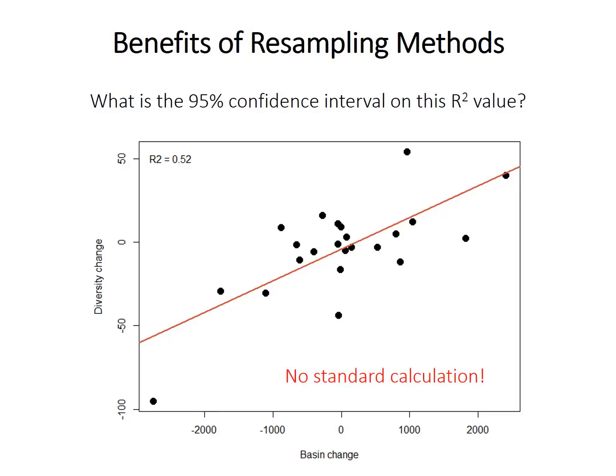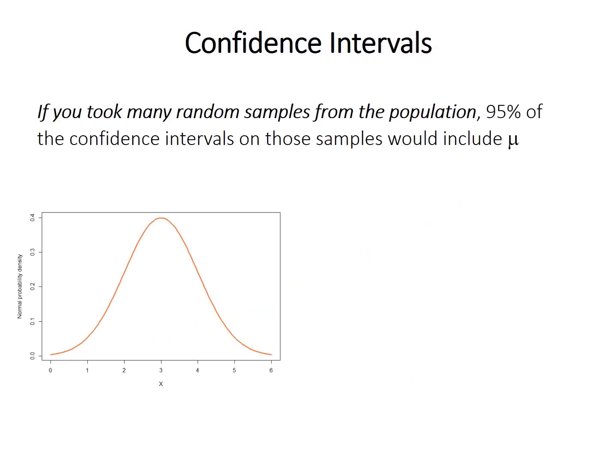They turn out to be extremely flexible and powerful techniques, and you can use them for really almost anything that you want to do. So you might remember the definition of a confidence interval on the mean. We'll step back from the r-squared and talk about the mean first, because it's a simpler example and we can demonstrate how the method works. Basically, if you took many random samples from the population, 95% of those confidence intervals would include the true population mean, mu. So I will illustrate how this works if we had a known population.